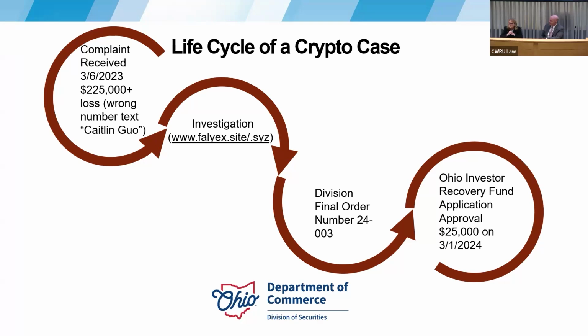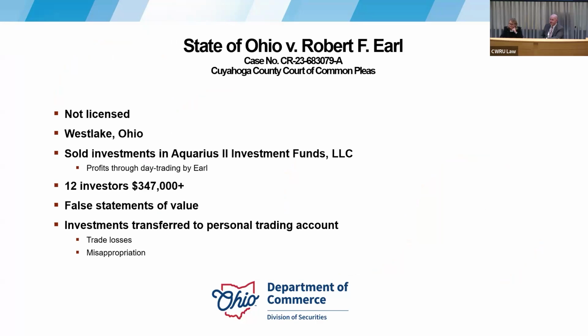Final division order was issued earlier this year, and then the victim in that particular case applied for recovery and received recovery at the maximum amount. So that's a success story in part. It would have been nice to get him all of it back, but it was a success story in part to get him a significant recovery on his loss.